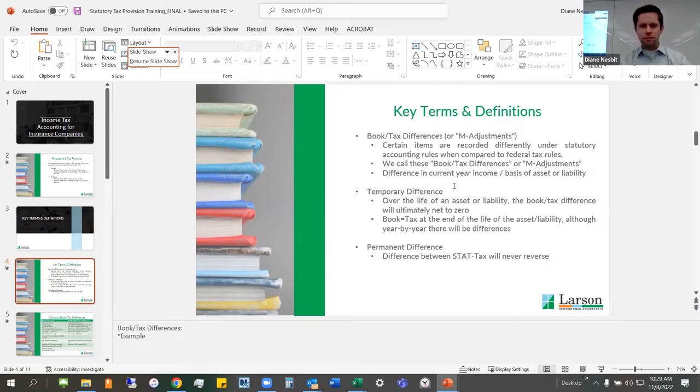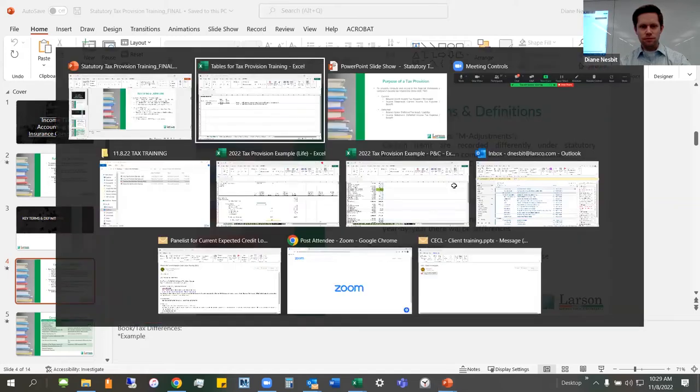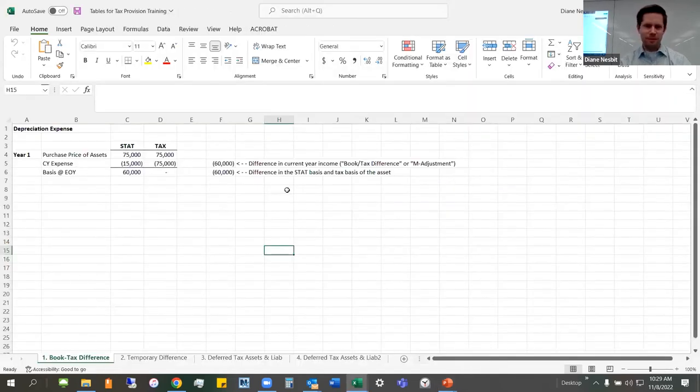Now do I want to go through and look at a couple of those? Yeah, pull up the Excel. This is really very basic, but I think it's good to show a really simple example: depreciation of fixed assets, right?